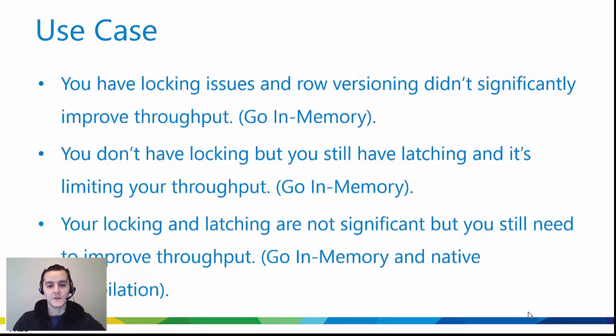So what we saw right now, what's the use case? Well, if you have locking issues and row versioning didn't significantly improve throughput, so basically you tried snapshot isolation, but the heavy load it puts on tempdb didn't help out, then you should try to go in-memory, because it removes all the locks and the latches. If you don't have locking, but you still have latching, and it's limiting your throughput. So basically, if you're already on snapshot isolation, for example, then there's no locking for reading, but there's still latching, and you can actually see it in your top waits, so you have those page latch and latch EX types of waits, then you know you might want to go in-memory, and that might make a big difference for your throughput as well.